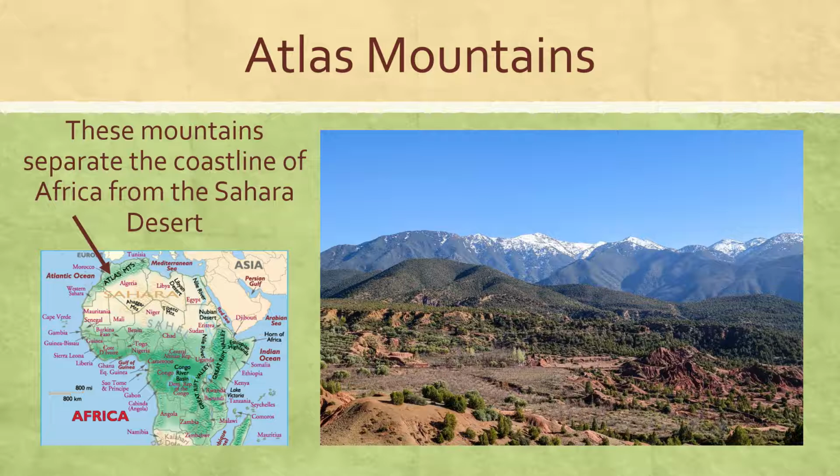So those are the three parts of Africa that you need to know: the Nile River, which is the longest river in the world; the Sahara Desert, which is the largest hot desert in the world; and the Atlas Mountains, which separate the coastline of Africa from the Sahara Desert.